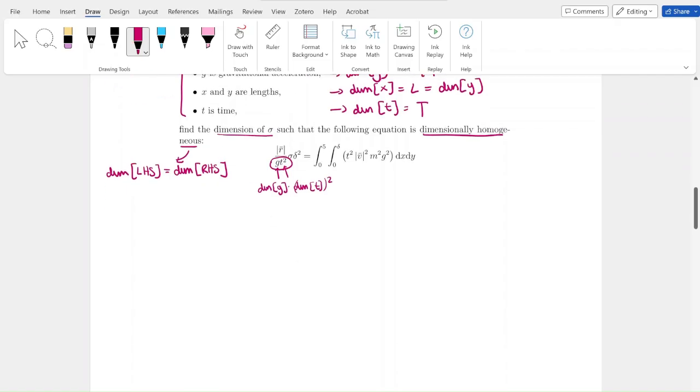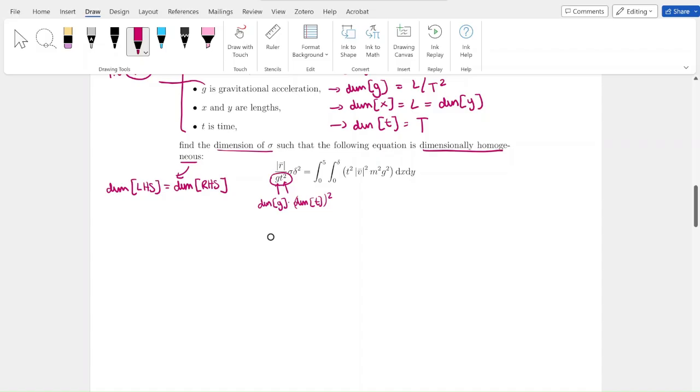So these are just some basic dimension rules that we apply, and this should make sense, right? Because if you multiply 9.8 meters per second squared by 1 second squared, you should end up with 9.8 meters, which has a dimension of length. So let's start on the left hand side.